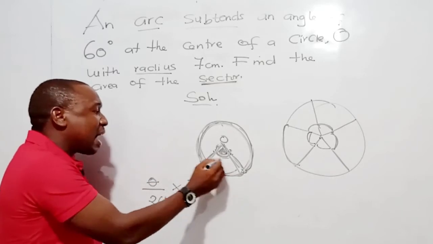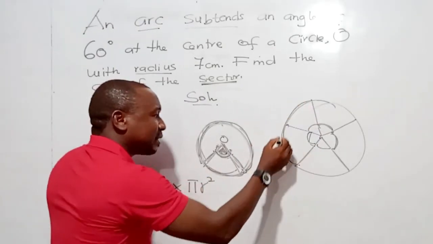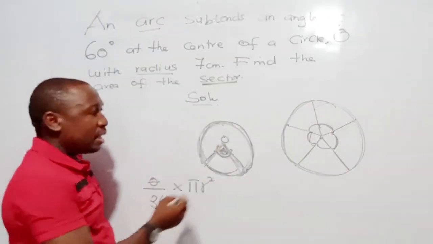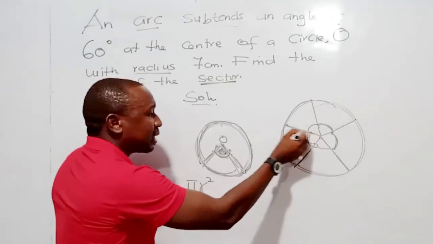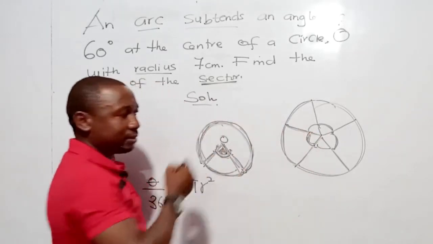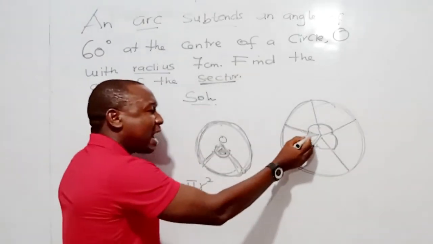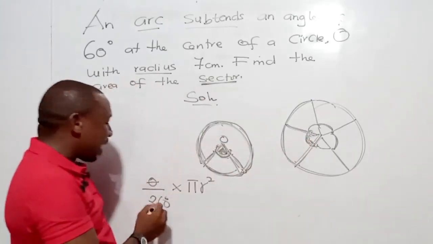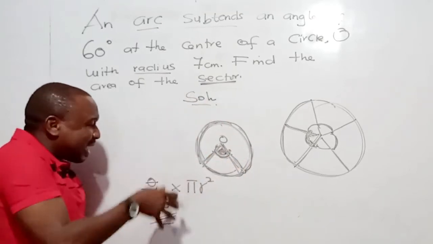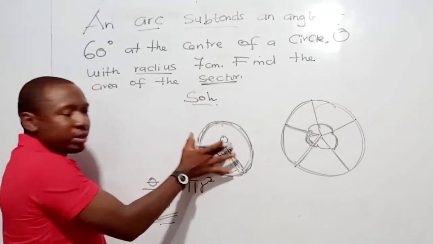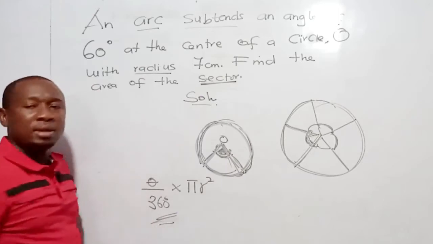And this sector comes with its own angle. For instance, if you are looking at this circle and you want to find the area of this sector, it also comes with its own angle. So you must look for the angle it occurs with, all out of 360, and then you multiply it by the whole area to get the area that this sector is covering on the board.